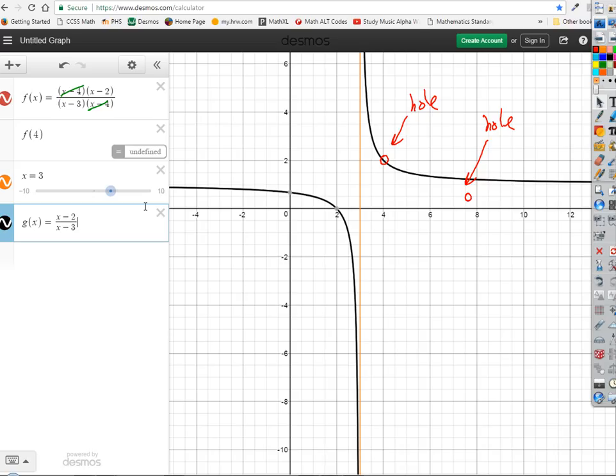Yeah, there's no hole in g of x. g of 4 is defined. It's 2. You get that? That's pretty interesting. So algebraically, if we cancel those factors, what have we done? We've created a simpler function, but we changed it in one way. We filled in that hole, right?